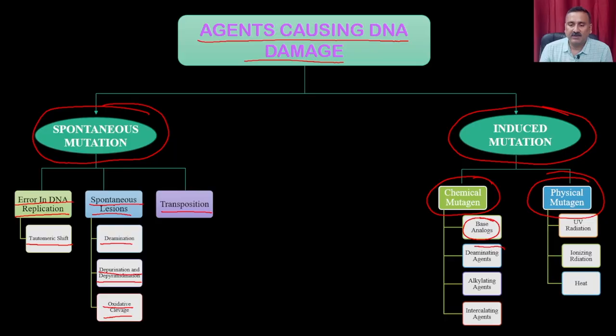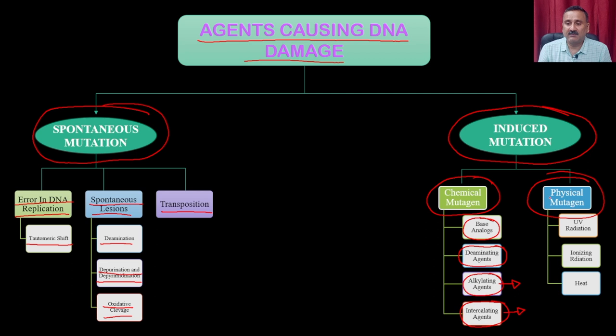Then you can also have the deaminating agents, and you are going to have alkylating agents. Most of the anti-cancer drugs, or the majority of them, are alkylating agents. Then you are also going to have the intercalating agents, because they all interfere with replication and with the repair mechanism, and that is how they cause mutations, and that mutation will perpetuate from generation to generation.